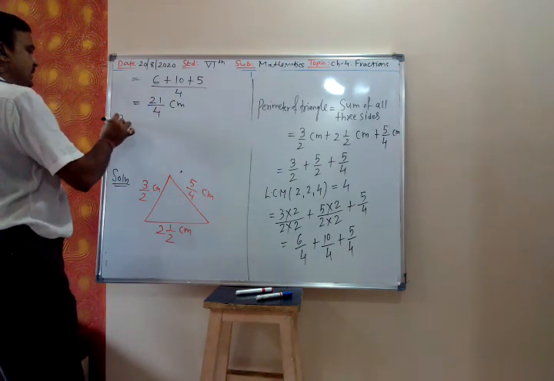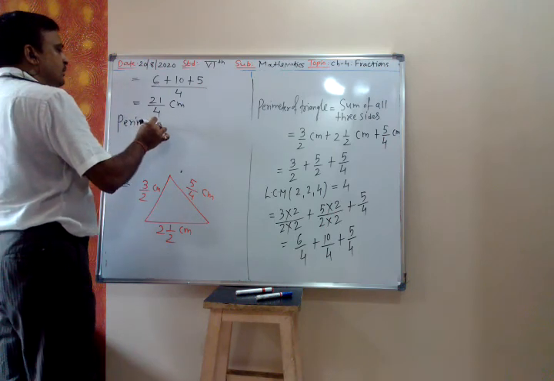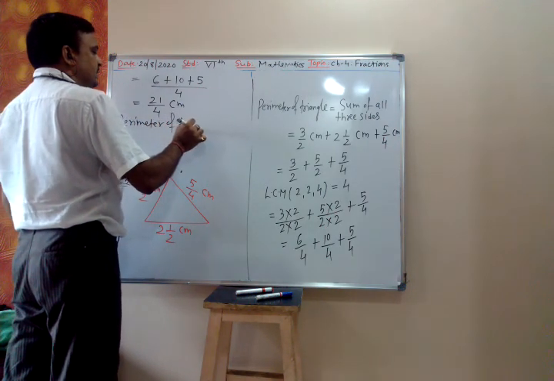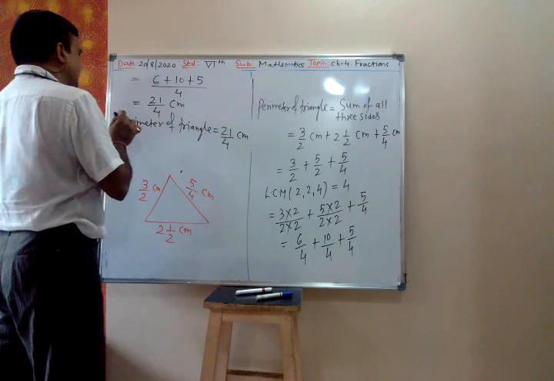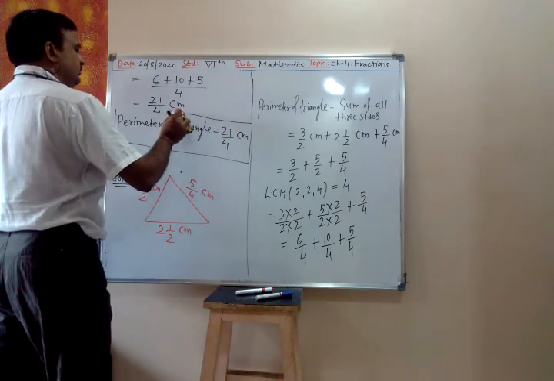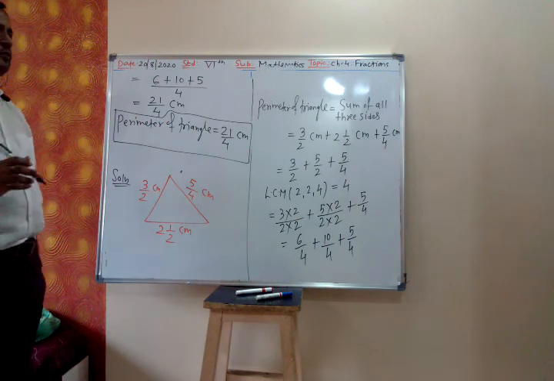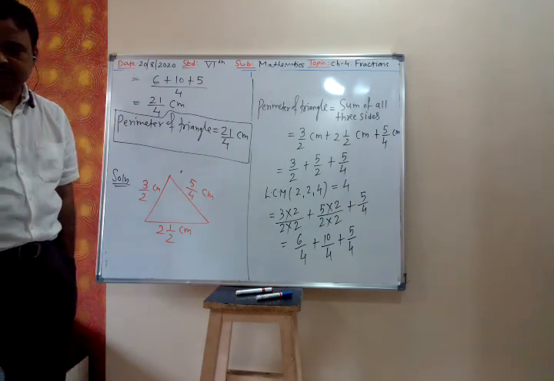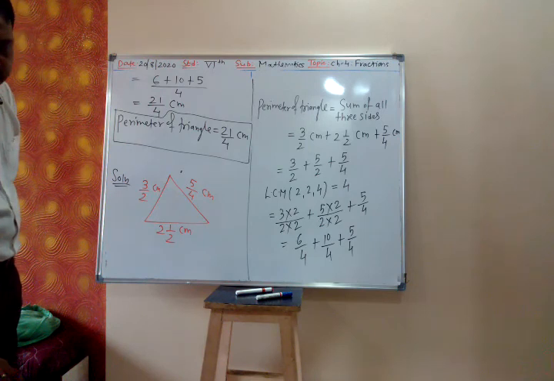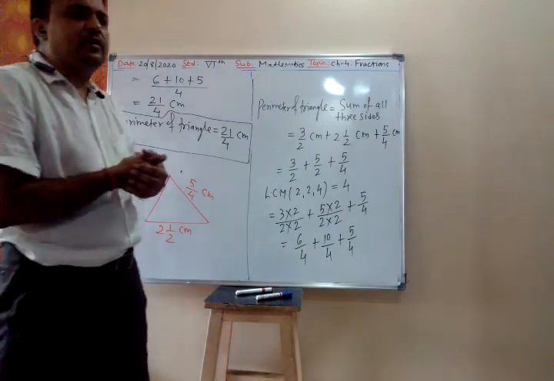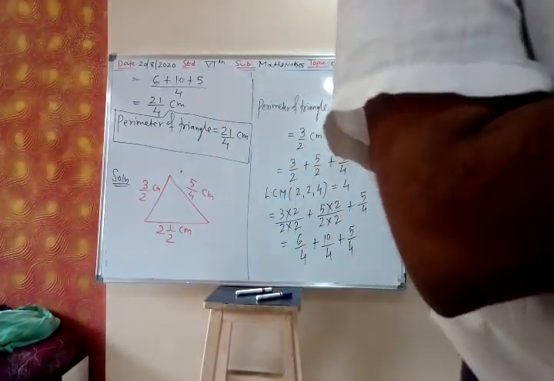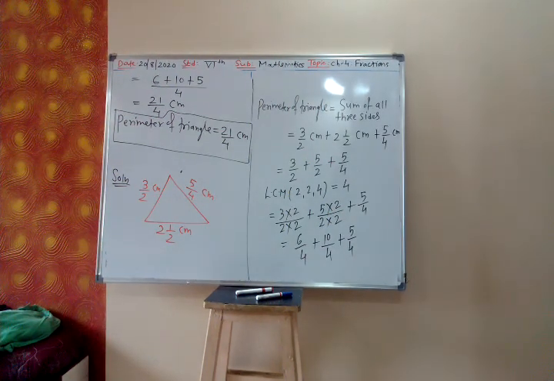So we write perimeter of triangle is 21 upon 4 centimeter. Just check the answer behind. Perimeter means sum of all the three sides. Perimeter of triangle is sum of all the three sides.